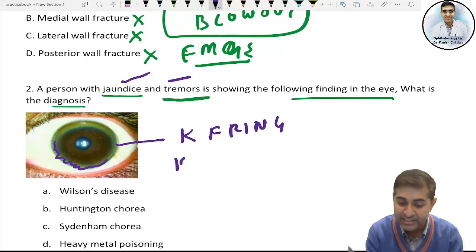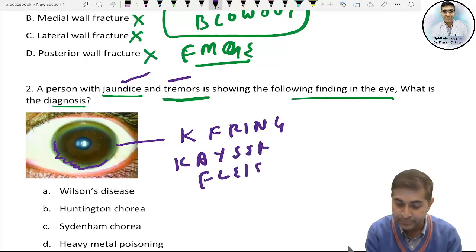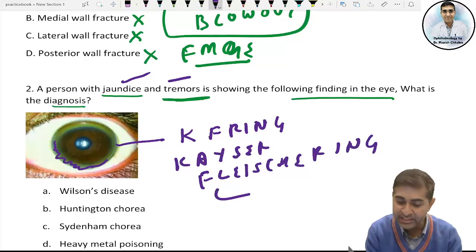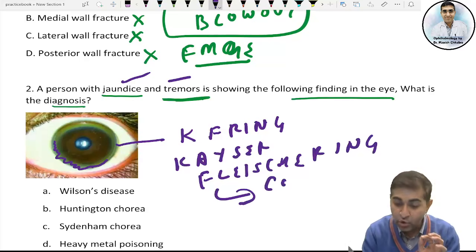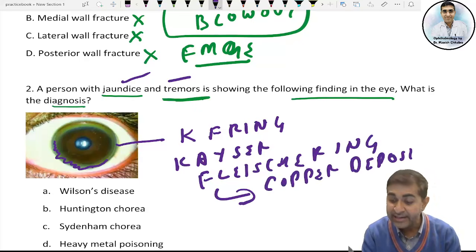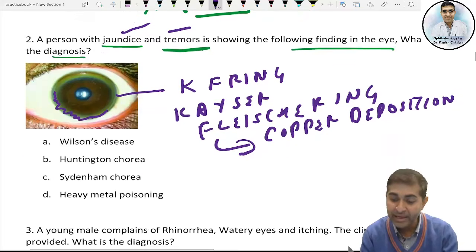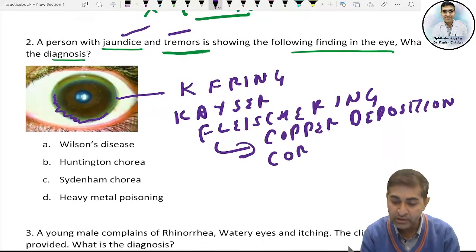KF ring is Kayser-Fleischer ring. Yes, Kayser-Fleischer ring. What is this KF ring? It is the copper deposition at the Descemet's membrane of the cornea.